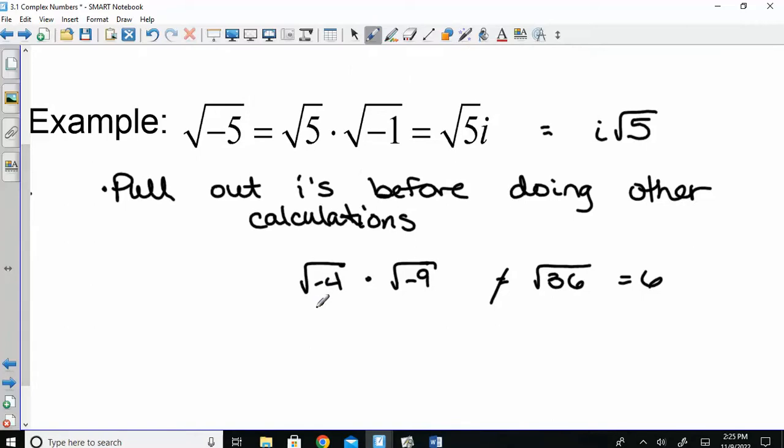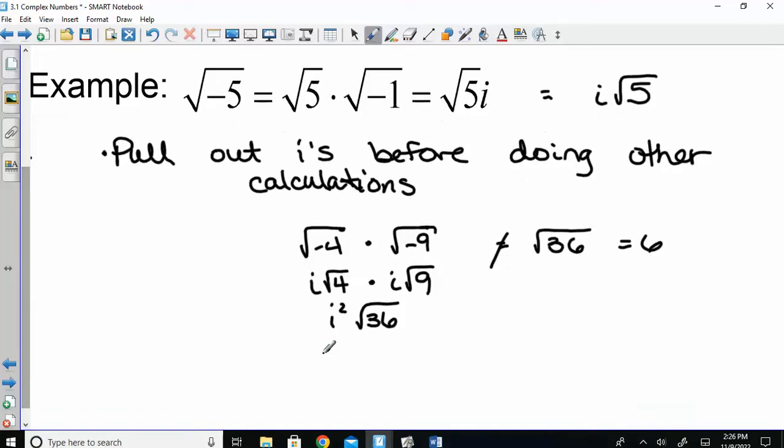Why? Yeah, the square root of negative 4 would be i square root of 4. Square root of negative 9 is i radical 9. When you multiply those, i times i is i squared. Radical 4 times radical 9 is radical 36. What does i squared equal? i squared times 36 is negative 6, so the real answer is negative 6. If you don't pull out those i's first, you will be off at the end. So always take out the i's as the first step.